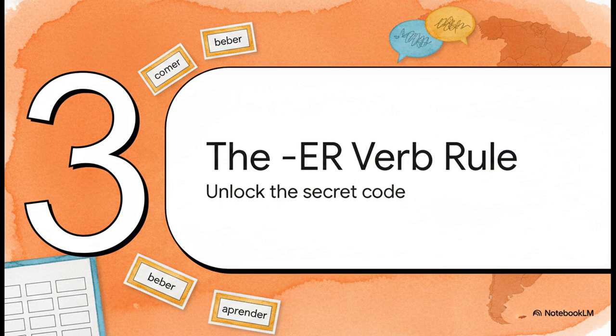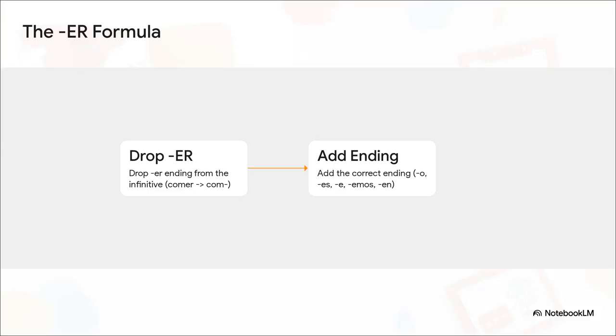Moving right along to Section 3. The ER verb rule. We've seen these verbs out in the wild, and now we're going to explicitly unlock the secret code that governs all regular ER verbs in the present tense. Honestly, once you have this one pattern down, you can use dozens of Spanish verbs perfectly. So the crucial point is this super elegant two-step mechanic. Step 1. You simply take the infinitive verb, like comer, which means to eat, and you drop the ER ending. That leaves you with the stem, com.